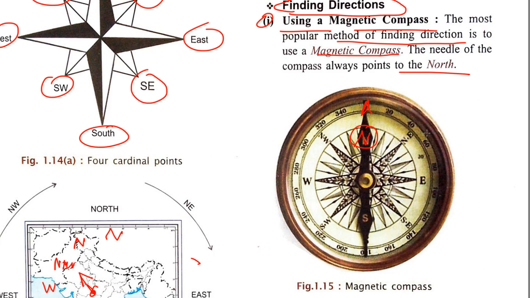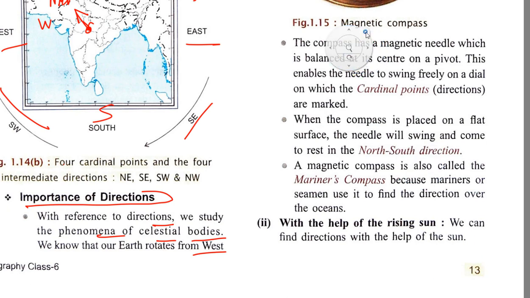Then the compass has a magnetic needle which is balanced at its center on a pivot, and this enables the needle to swing freely on a dial on which the cardinal points are marked. And when the compass is placed on a flat surface, the needle will swing and come to rest in the north-south direction. So this basically works on the basis of our Earth's magnetic field.